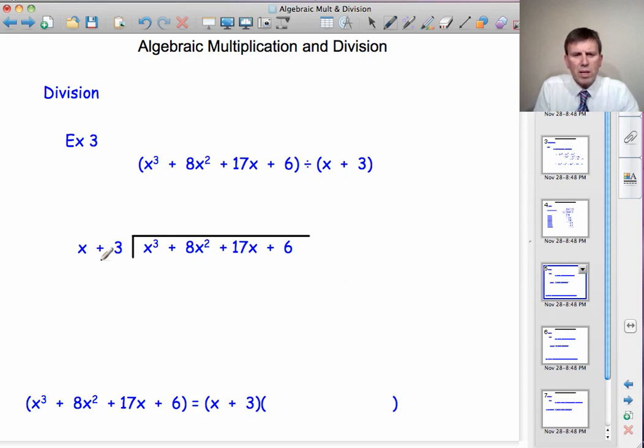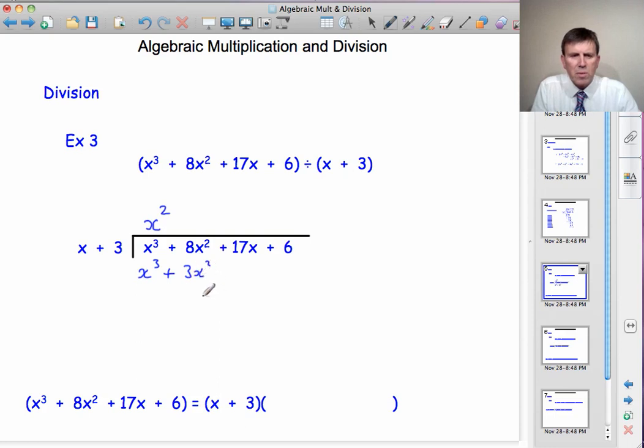And what we do is we say, what do we need to multiply x by to get x cubed? And the answer is x squared. And if we multiply x squared by this term here, x squared times x is x cubed, and x squared times plus 3 is plus 3x squared.